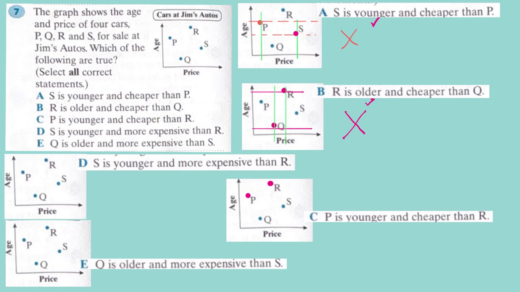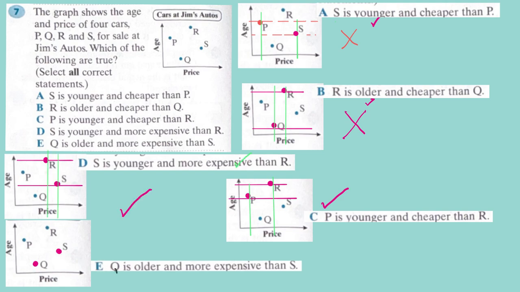And now we're looking at P and R. So R is older than P, and P is cheaper than R. So P is younger and it is cheaper than R. We have a true. Now we have to look at the other statements too, because we look at all, and you'll notice that they are using another word here, expensive. S is younger and more expensive. S is younger, that's true.